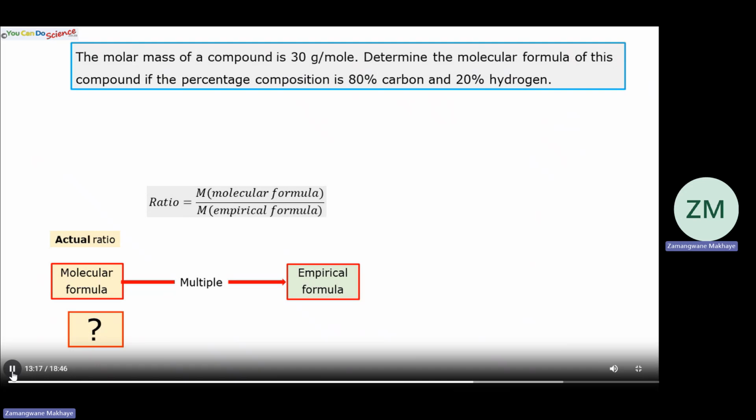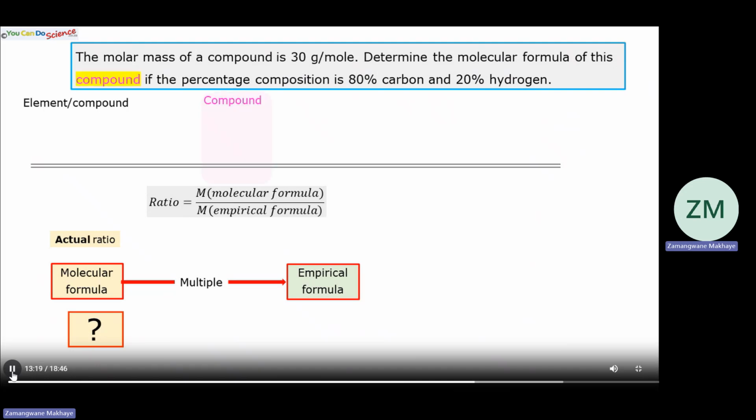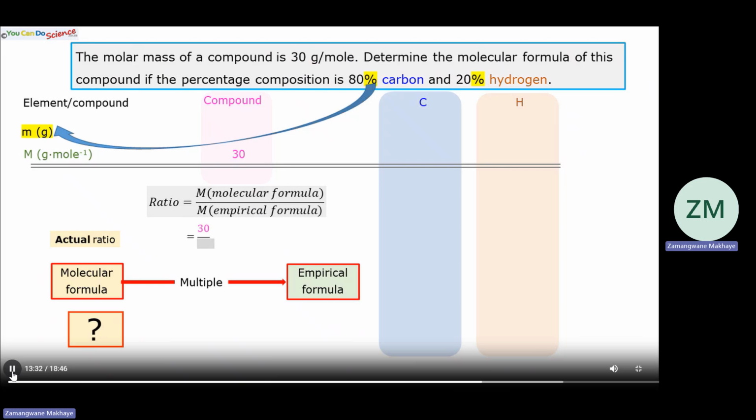Now you can write down your information. We don't have the name of the compound, but we know that it consists of carbon and hydrogen. The molecular mass of the compound is given. The percentage composition can be expressed in gram. 100 gram of the compound contains 80 gram carbon and 20 gram hydrogen. The atomic masses of carbon and hydrogen are taken from the periodic table.